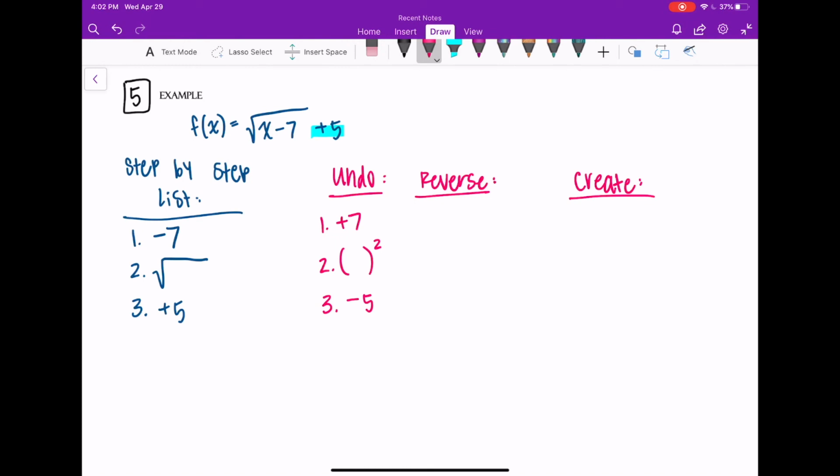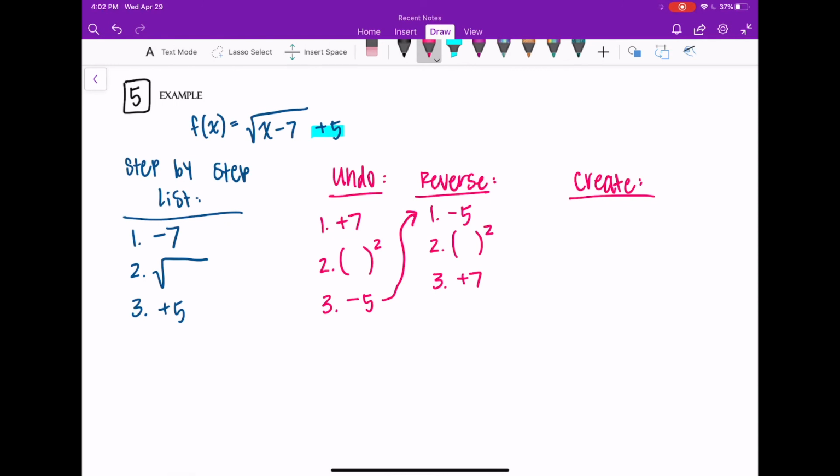But we're not done yet. We have to reverse the steps. Instead of going from top to bottom, we're going to go from bottom to top. So our first step will be -5, our second step will be quantity squared, and our third step will be +7. Now we have to create the equation.